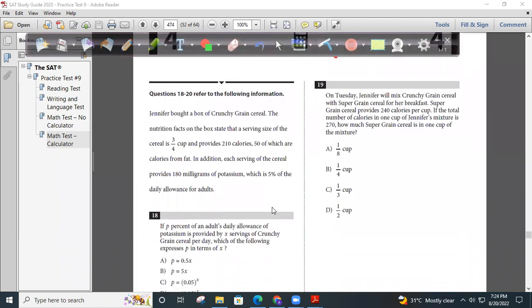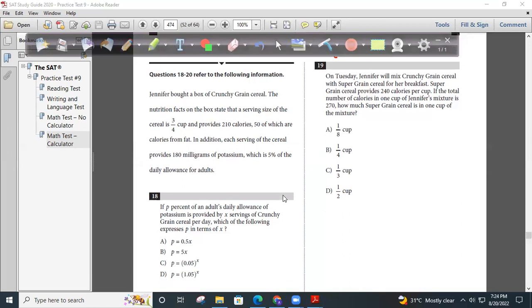Jennifer bought a crunchy grain cereal. The nutrition facts on the box state the serving size of the cereal, with 210 calories, 50 of which are calories from fat. In addition, each serving of the cereal provides 180 milligrams of potassium, which is 5% of the daily allowance for adults.